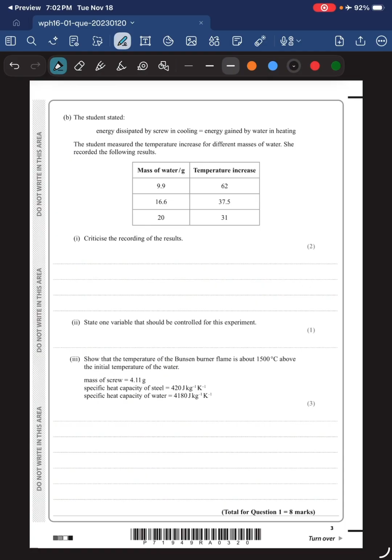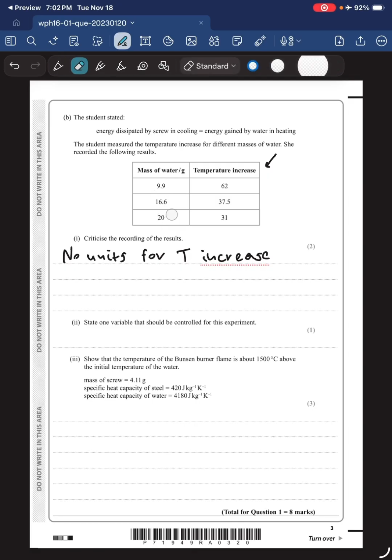Okay, so first of all, what are the units for this temperature? It's probably Celsius, but it's good to specify. So there are no units for the temperature increase. Okay, that's one problem. We don't care about the scientific results, we care about the measurements themselves. There is another thing I noticed: this is 9.9, this is 16.6, but this is a whole number, 20, okay? And the same is observed for the temperature increase.